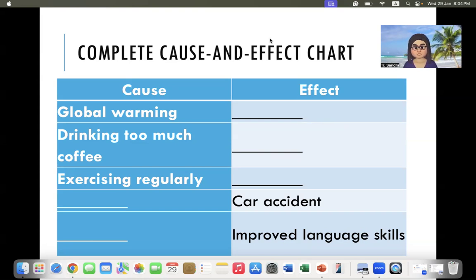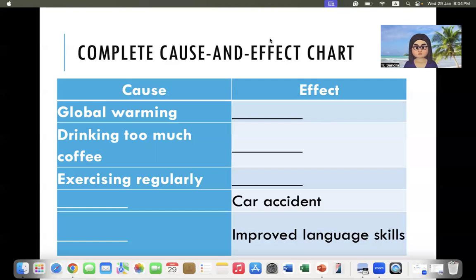So what about drinking too much coffee? What will be the effect? Sleep problem. Sleep deprivation. You cannot sleep very well. Yes, okay. Caffeine causes trouble sleeping, caffeine overdose. Right. Okay. Effect on heart problems. Yes, it affects heart problems.